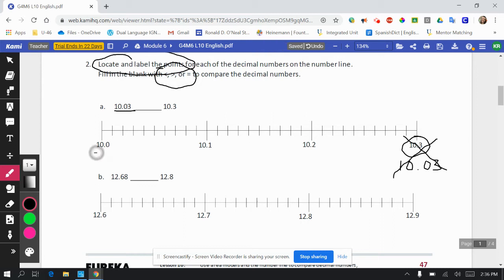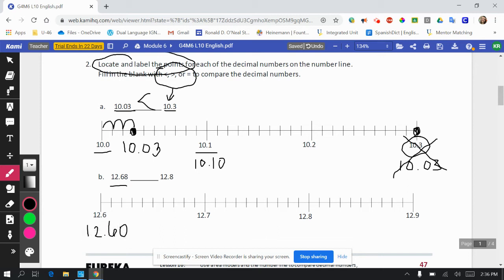So what this is actually going to do, I'm going to start here. Looking here, this would also be 10.10. So I'm going to count these. 1, 2, 3. 10.03. There's that one. 10.3, that one is over here. So now using a number line, I'm able to see that 10.3 is greater than 10.03, or the way this problem is written, 10.03 is less than 10.3.